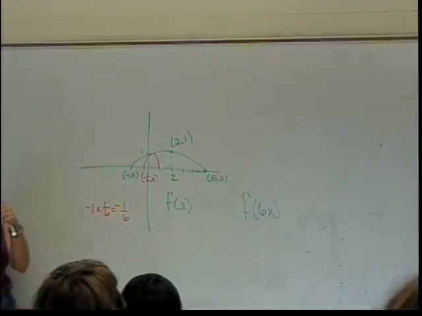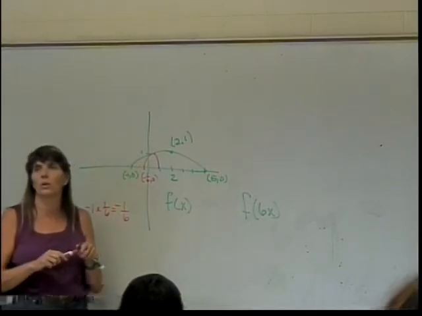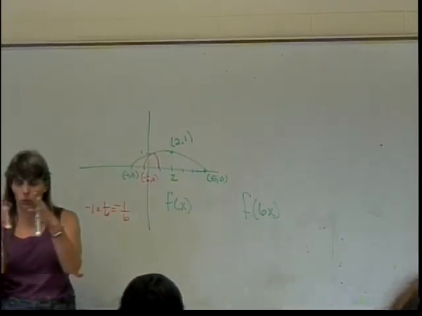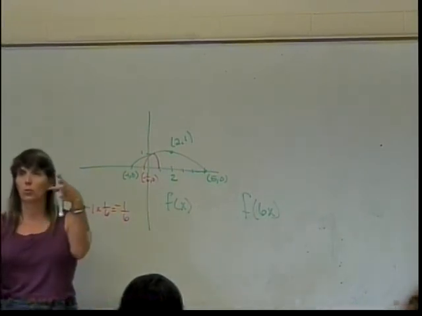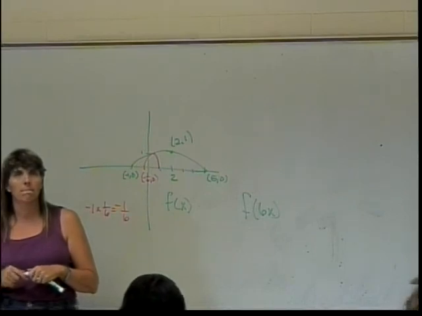So it squishes it all. The only thing that changes is not the y coordinates, but the x coordinates, and you multiply each one of them by 1/6 to shrink. That's what we're looking for. Shrink it by a factor of 1/6. Okay?